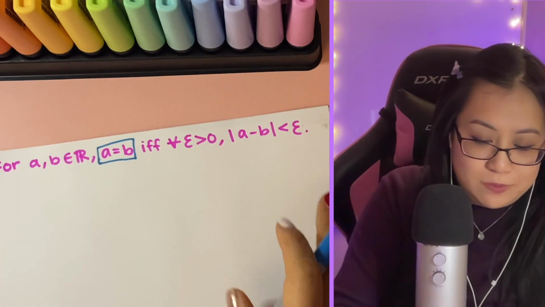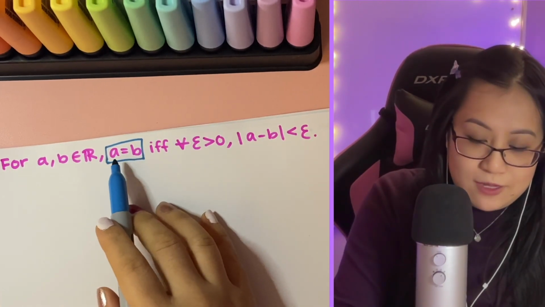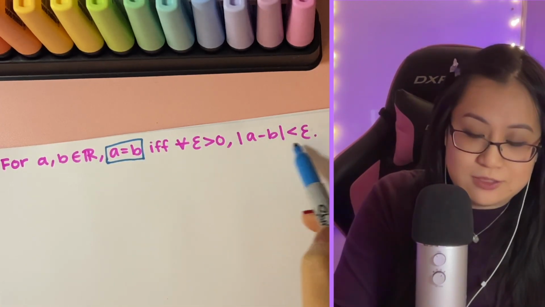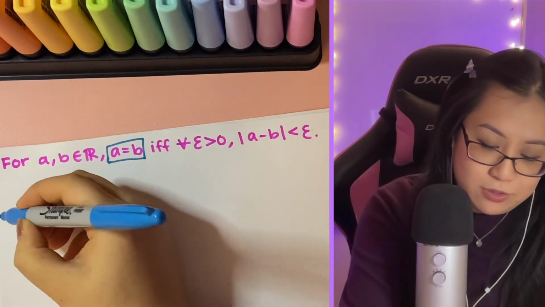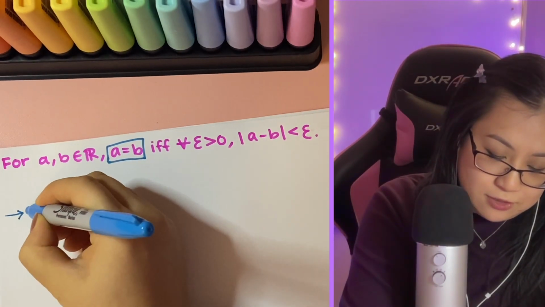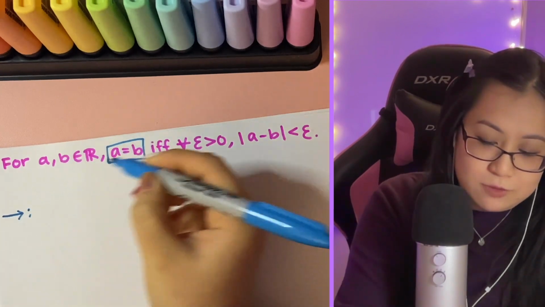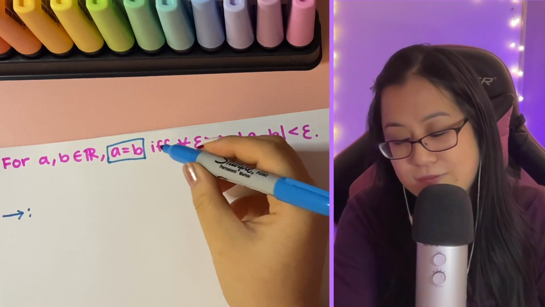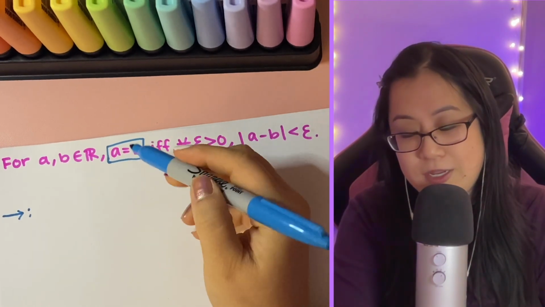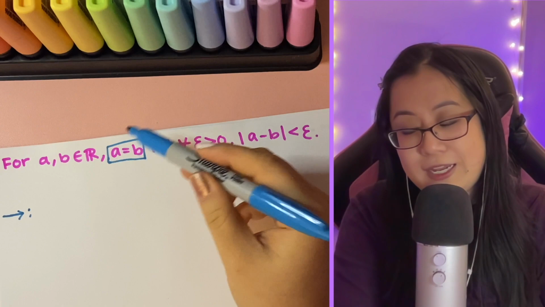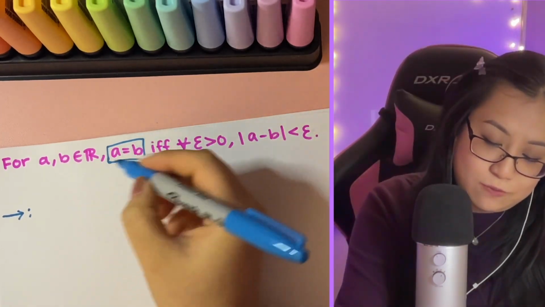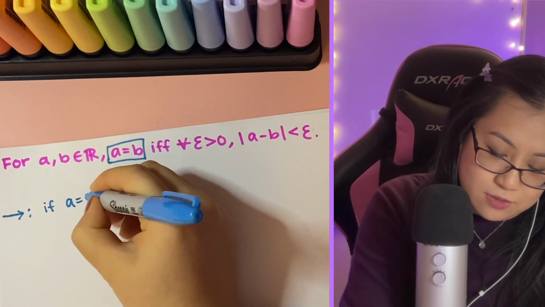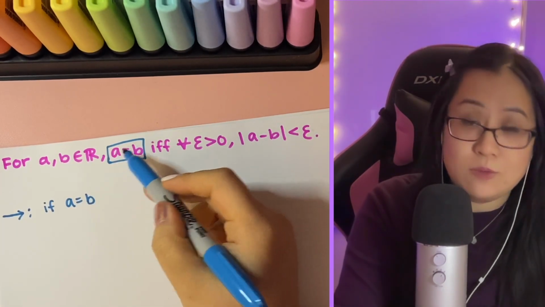So we want to show if A equals B, then for all epsilon greater than 0, this is true. So we're going to go both directions. This might be helpful to review different types of proofs or different strategies that we need to take. So for if and only if, we have to do if this is true, then this is true, and if this is true, then this is true. So first, let's assume that A equals B, so it's given.